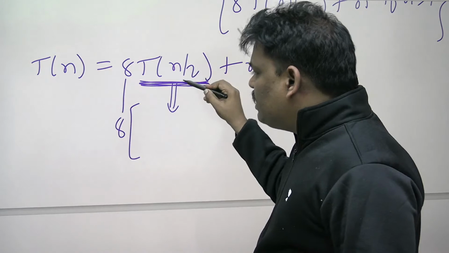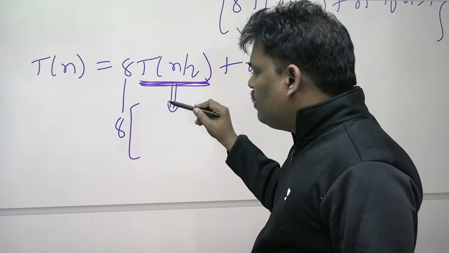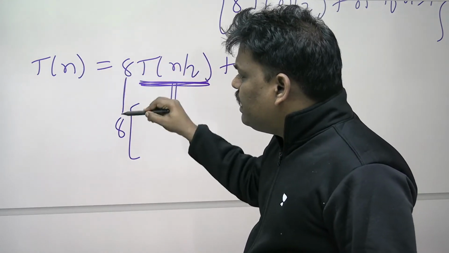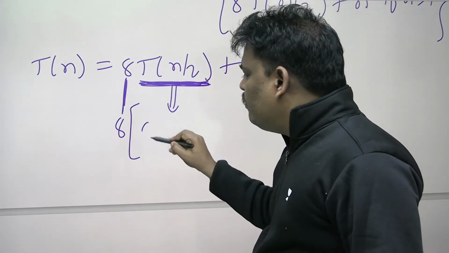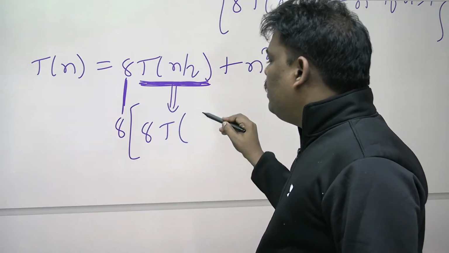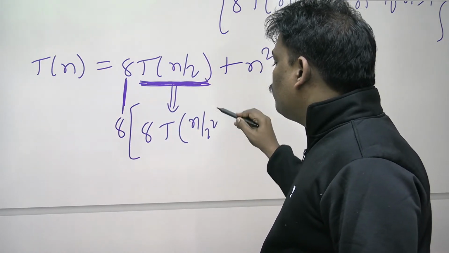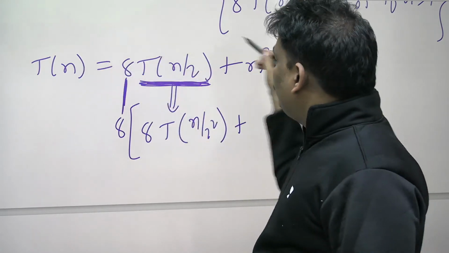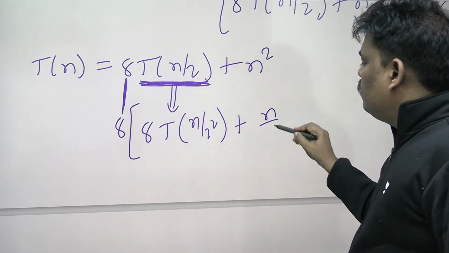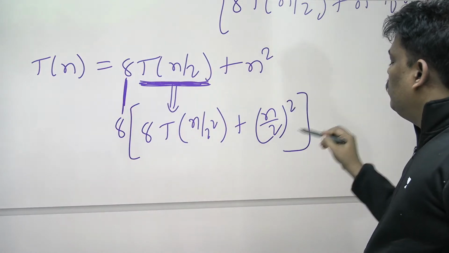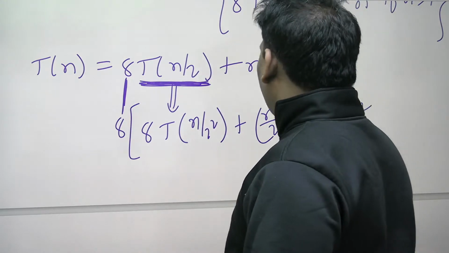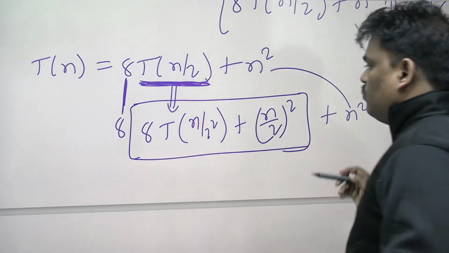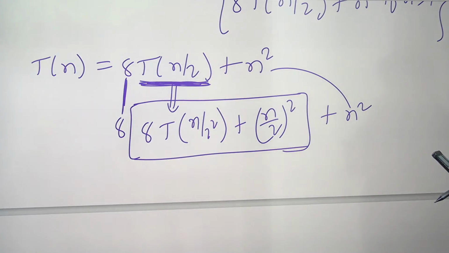T(n/2) is nothing but, listen. First time substitution, this 8 came. It is the second time you are substituting this. Again 8 will come: 8T((n/2)/2) plus, see this one, if n is there it is n square, here n by 2 is there, so (n/2) whole square, plus outside this n square is there as it is. This box, be careful.